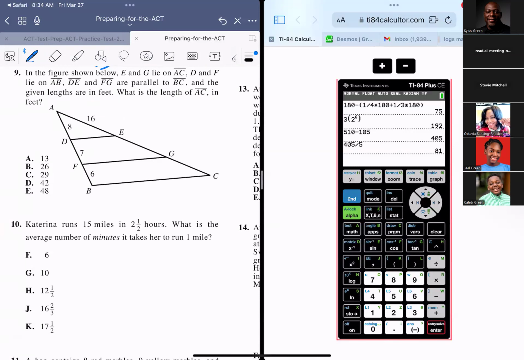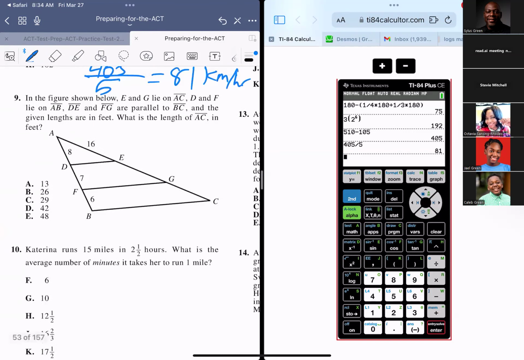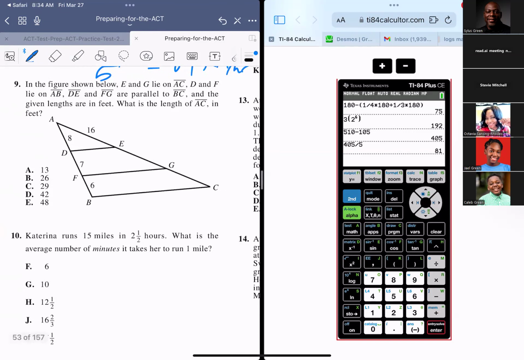Okay. Number 9. In the figure shown below, I can already tell, actually, maybe I will need to use a calculator. Let's see. In the figure shown below, E and G lie on AC, and D and F lie on AB. DE and FG are parallel to BC. So this and this are parallel. What's the length of AC in feet?